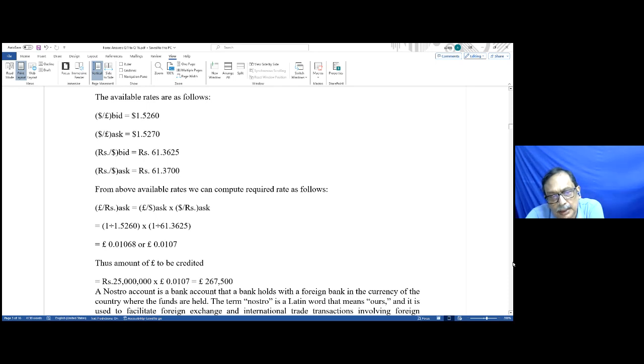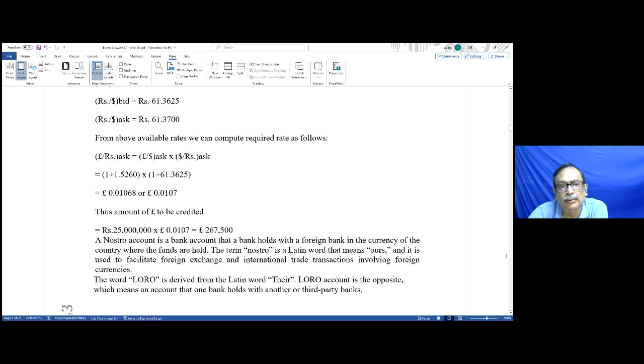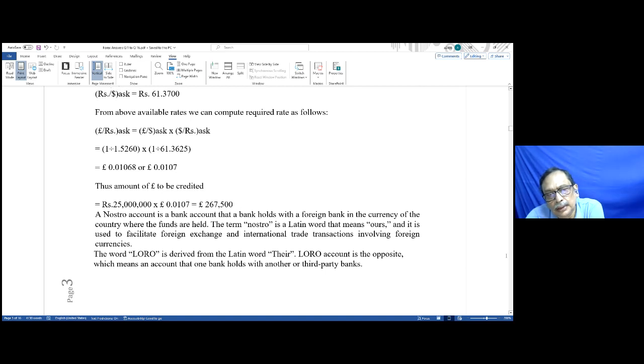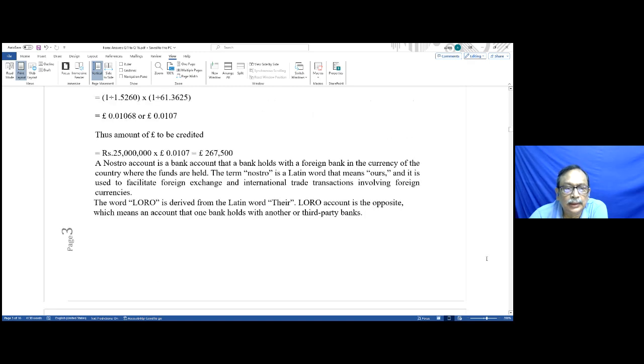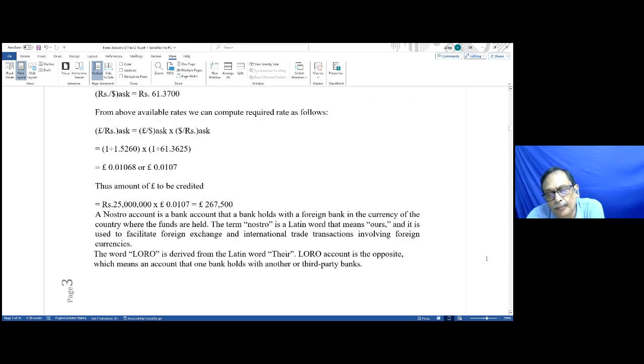pound 0.01068, approximately, four places after decimal, we are having pound 0.0107. Thus, amount of pound to be credited, rupees 25 millions multiplied by pound 0.0107, it comes to pound 267,500.